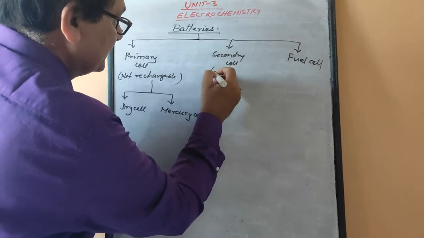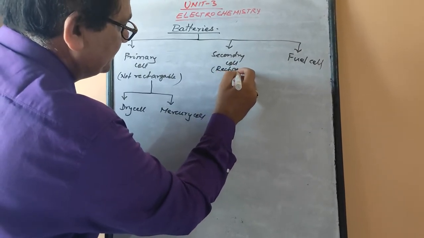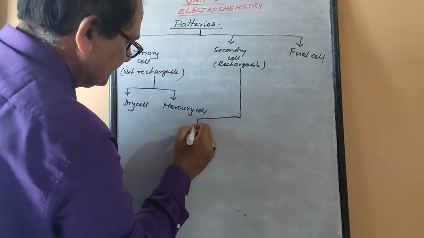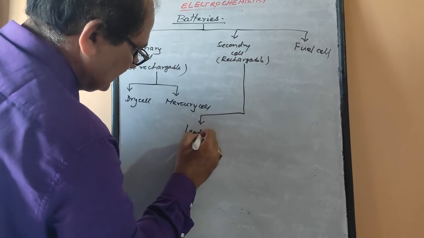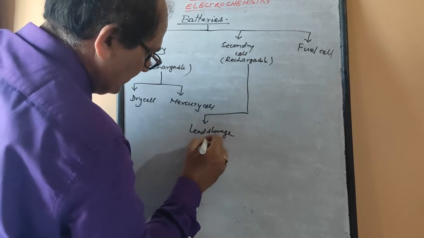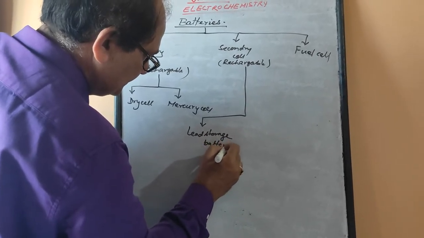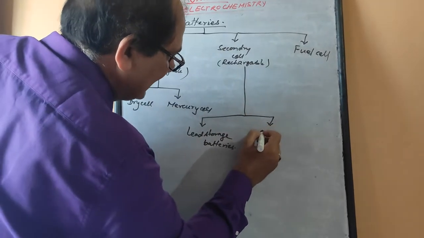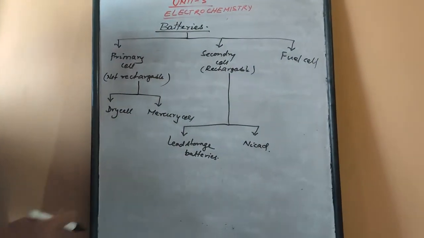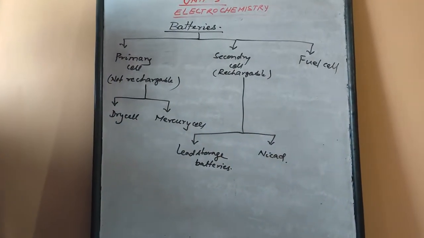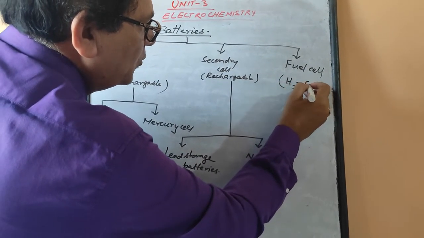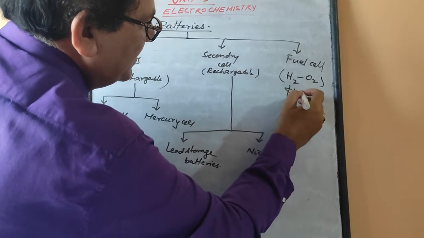Secondary batteries are rechargeable. These are of two types. One is the lead storage battery, and the other is the Nicad cell, the nickel cadmium cell. These two secondary cells you have to read, and for the fuel cell, only the H2, O2 fuel cell you have to read.